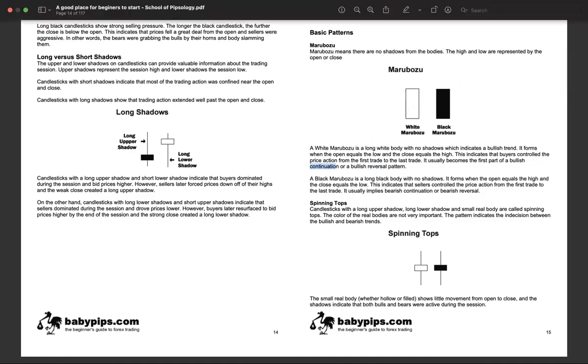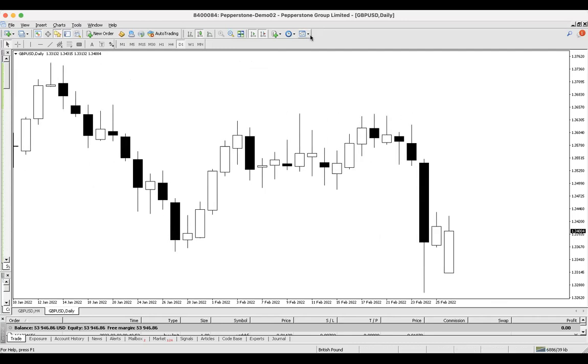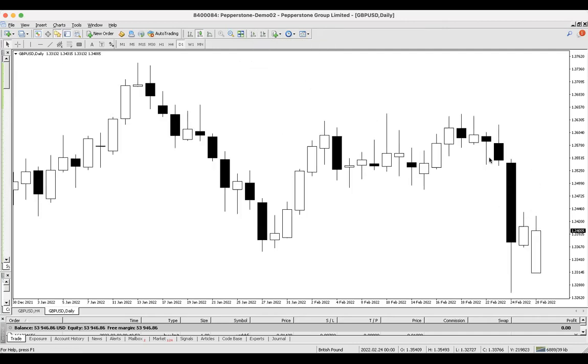Now let's go to the chart so that you can see what I talk about. If you look at this chart, it's GBP/USD again. We have different candles here. Remember, we should have something called Marubozu, which could be a bullish Marubozu or a bearish Marubozu. Those candles are usually rare to find in a chart.